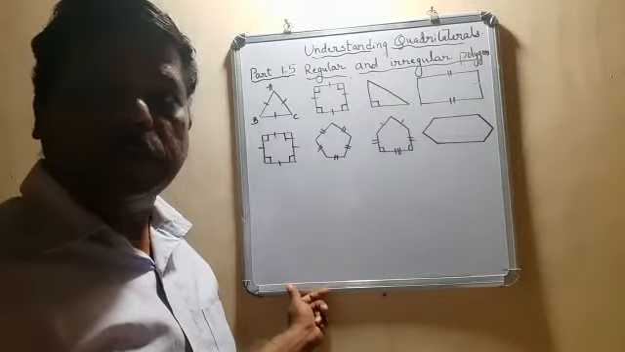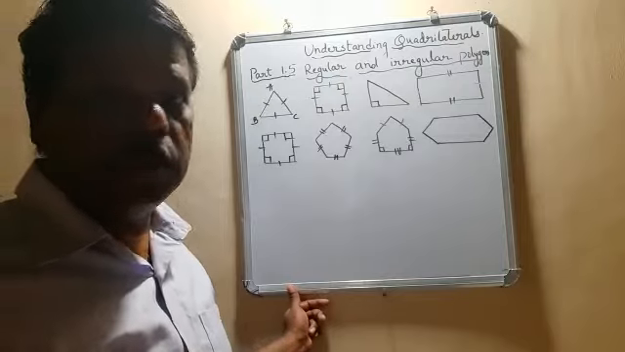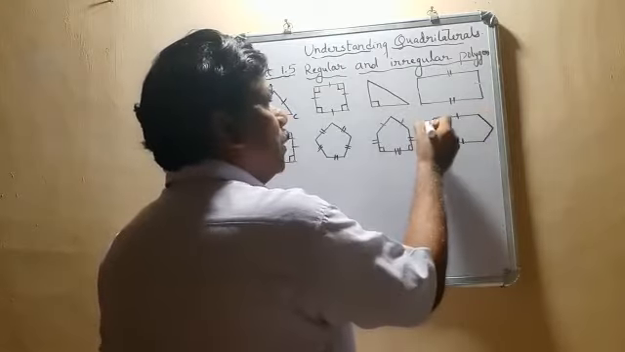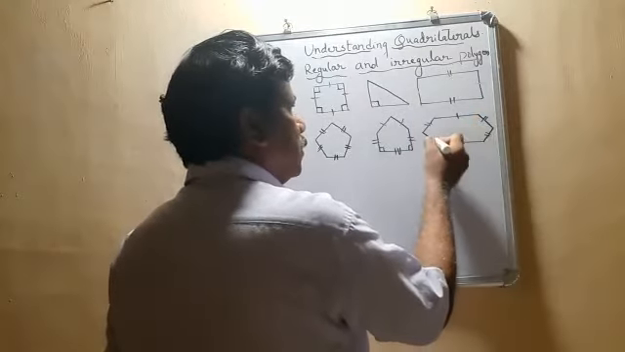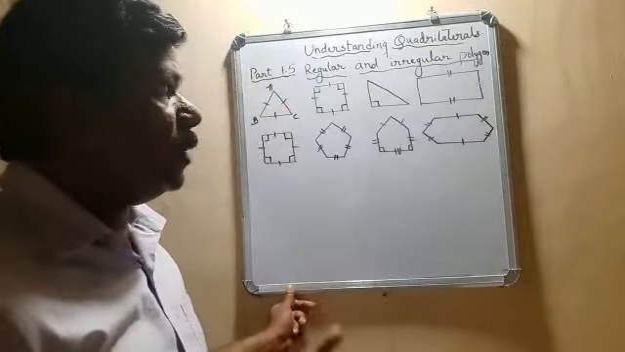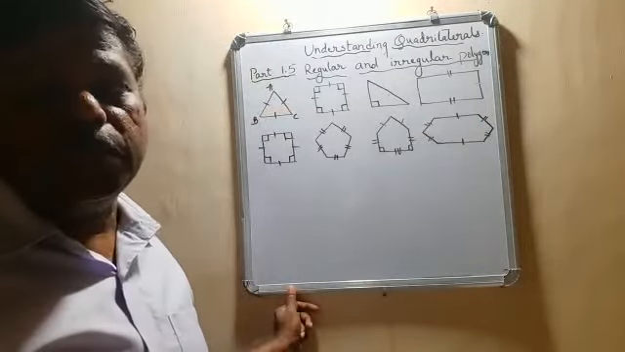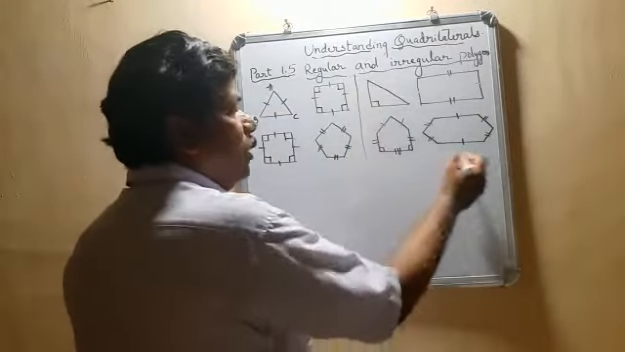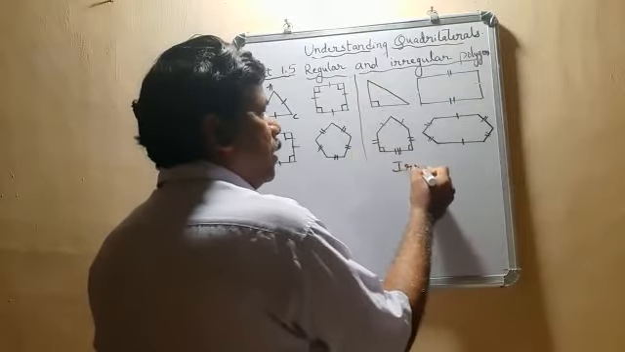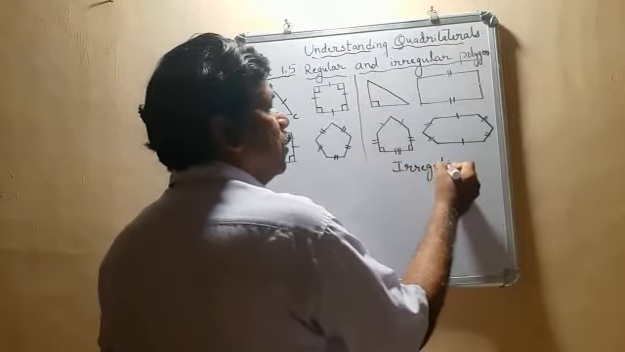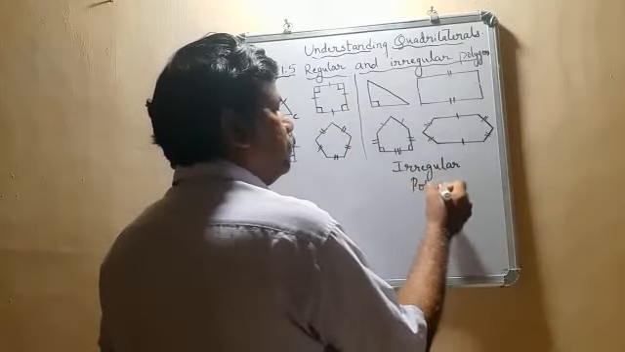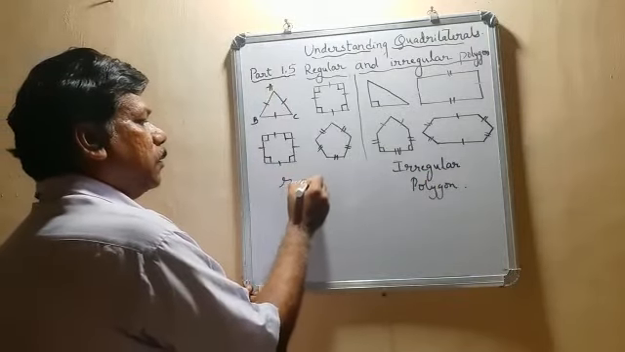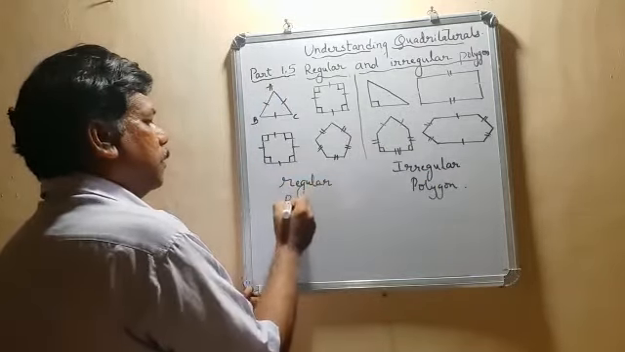Now let us take another diagram in which we can see the hexagon. In this hexagon, we can see that this side is equal to this side. These four sides are equal, but the angles which are produced inside the interior of this polygon are not equal. So therefore this is an irregular polygon. These are examples of irregular polygons, and these are examples of regular polygons.